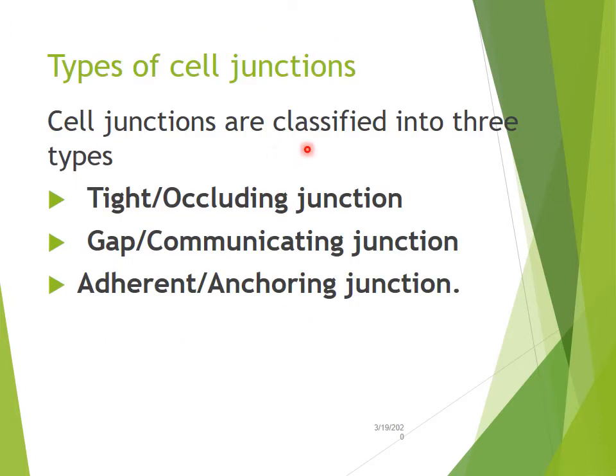So cell junctions are classified into three basic types: the tight or occluding junctions, gap or communicating junctions, and adherent or anchoring junctions.